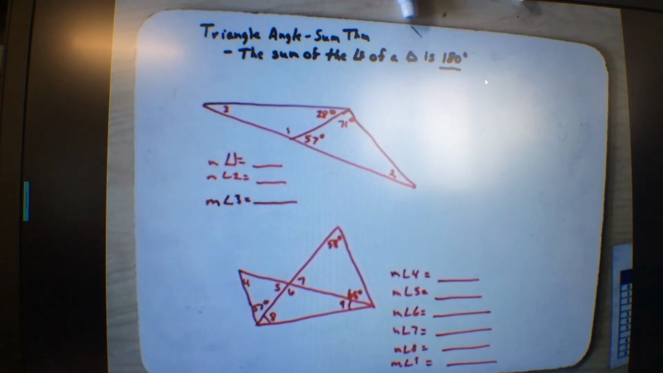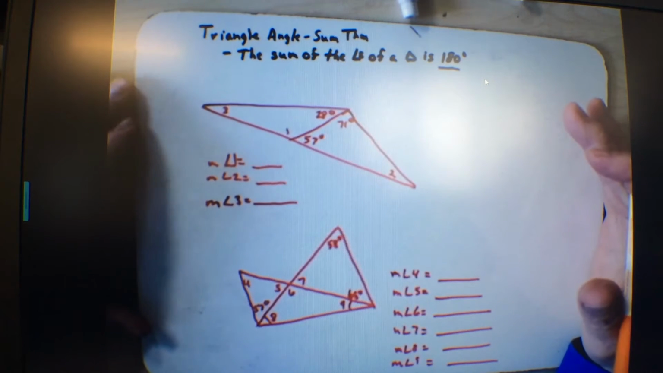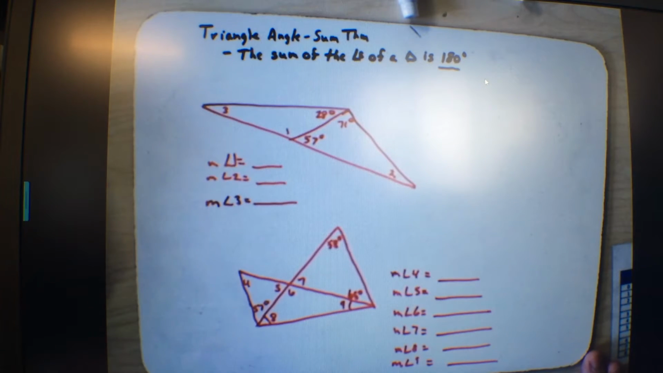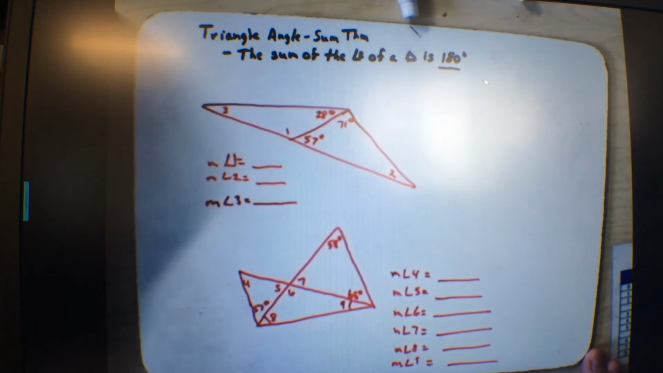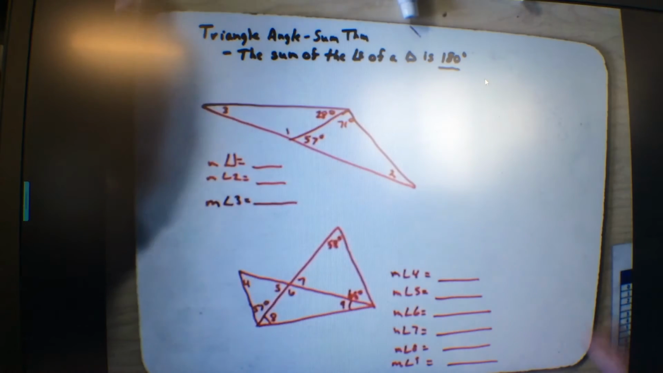So, can anybody tell me the measure of what would be the easiest one to find and why? 1 would be the easiest one to find, based on this theorem? You could just subtract 57 from 180. Okay, but that's not using this theorem, is it? No. Which would be the easiest one to find using this theorem? 2, okay. And how big is 2?